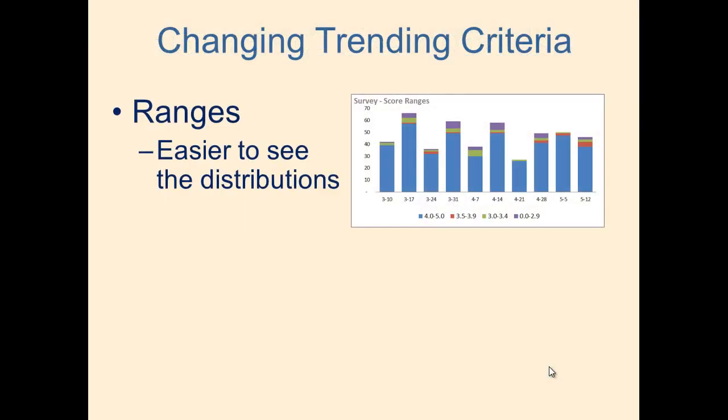Now, there are two areas where you might want to change your trending criteria, and the first is ranges. The Autotask workbooks include a number of charts that include ranges of information, like the survey data that has scoring ranges. And oftentimes, in order to see better distributions of your data, you'd like to change the distribution ranges being used for the criteria. And that's one of the examples we're going to show you in a second.